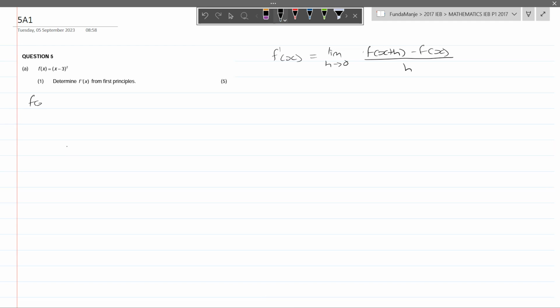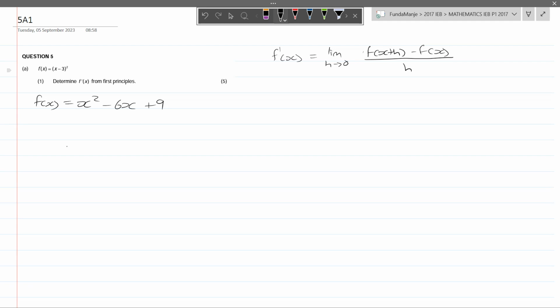But before we do that, it would be quite tricky if we tried to find f of x plus h while it's in that format, because what we end up having is x plus h minus 3 squared, and then we would have a trinomial and a trinomial that we need to multiply out. So I guess the easier method would be to first multiply out this x minus 3, simplifying it a bit to get x squared minus 6x plus 9.